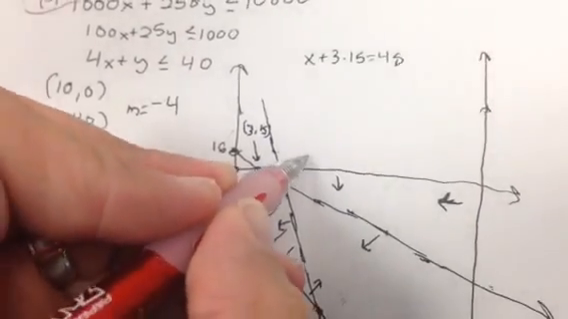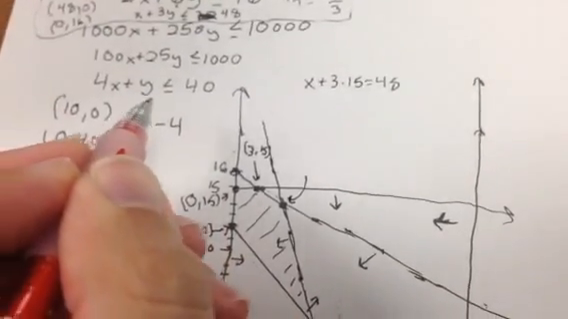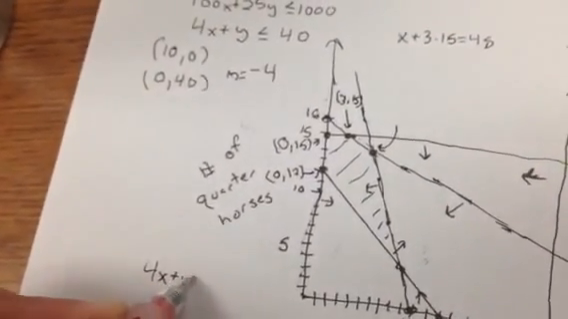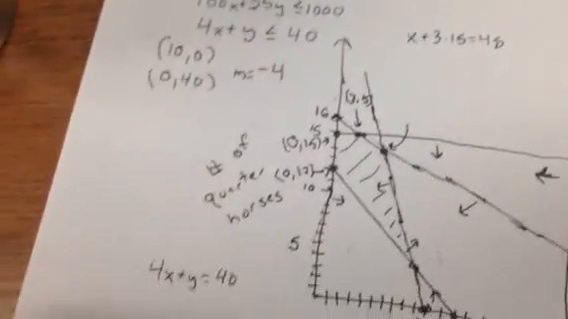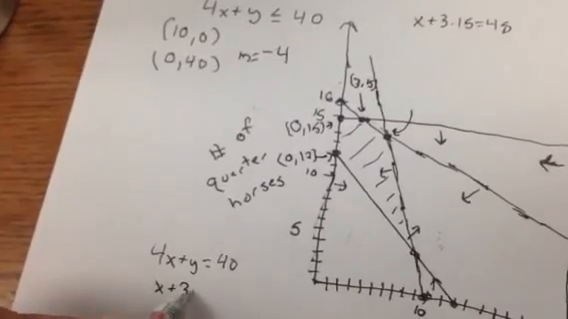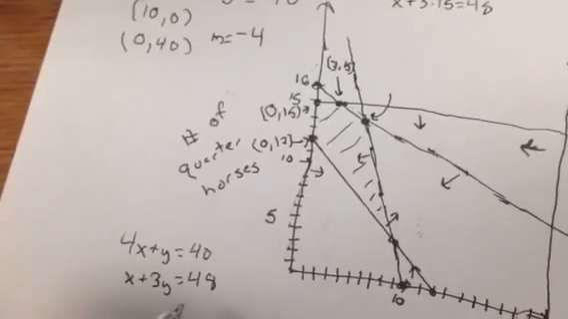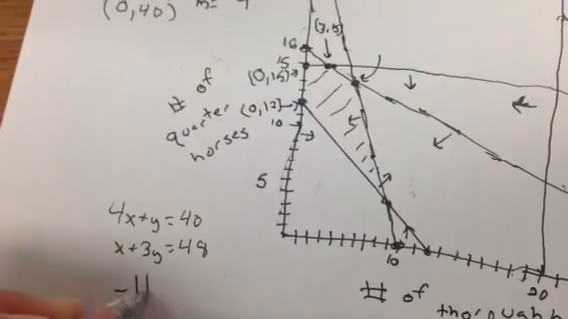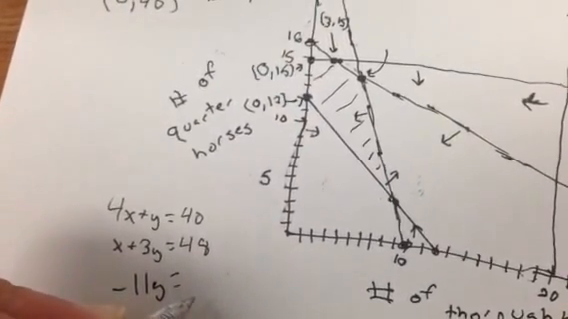And then we have over here the intersection of these two lines. This one, once again, is the 4x plus y equals 40. So for this one, you have to take the two lines, 4x plus y equals 40, and then x plus 3y equals 48, and you're going to have to go ahead and solve that system. Let's see here. Multiply by negative 4. So that'll give you negative 11y, 120, 144.